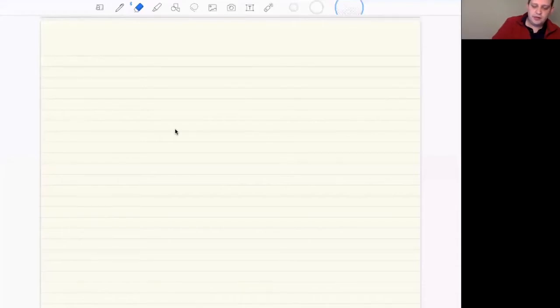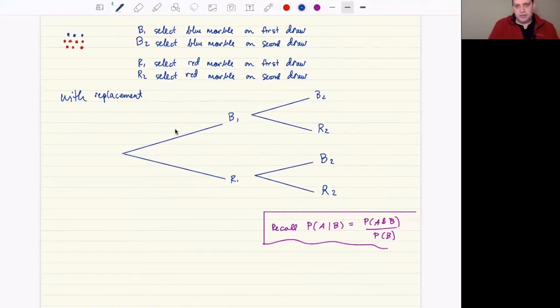So the next thing I want to do is the same scenario as above. With replacement, what's going to happen is we'll select a marble first, so that'll be probability 3/10 that it's blue, 7/10 that it's red. Not much more to say there, same as before. We put it back. So the probability that the second one's blue is also 3/10. The probability that the second one's red is also 7/10. And then likewise 3/10, 7/10. So that is how that's going to work.